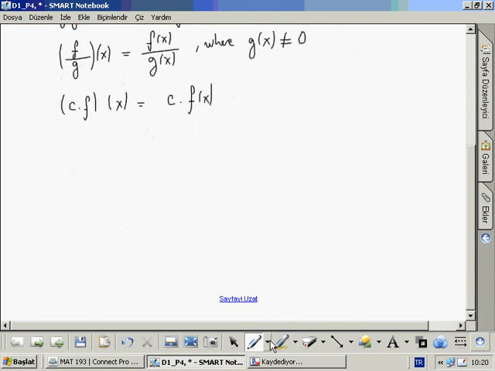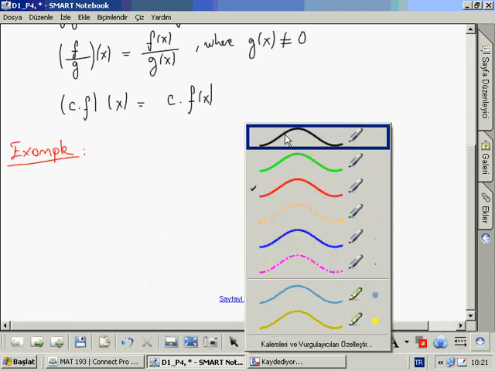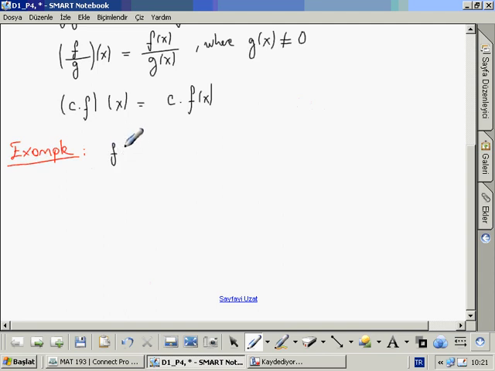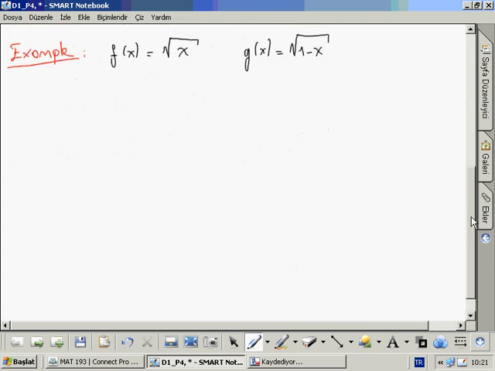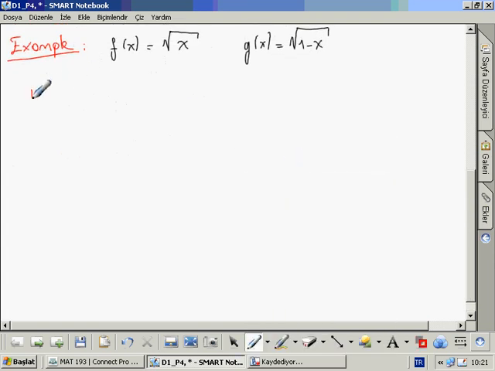Okay, and let me give you some examples about combining functions. f of x equals square root of x, and g of x equals square root of 1 minus x. Let's find the formula and the domain.